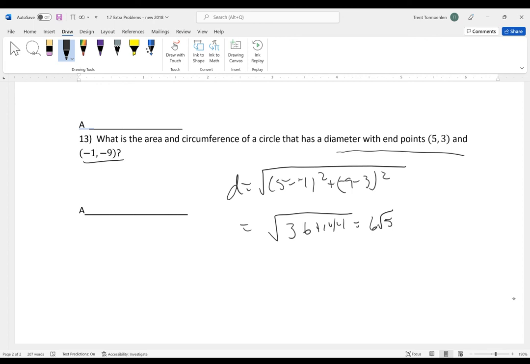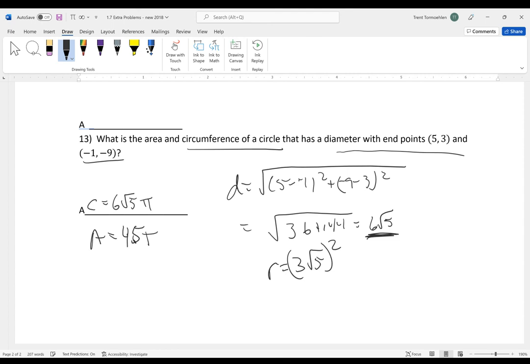So the circumference is just diameter times pi, and so it's going to be 6 root 5 times pi. And then the area is pi times the radius squared. Well, if the diameter is 6 root 5, then the radius is half that, which would be 3 root 5. When you square 3 root 5, you get 45. So 3 root 5 squared is 45, and then times pi. So you could have found the midpoint and then done the radius from the midpoint, but it was actually easier just to find the diameter and divide it by 2.